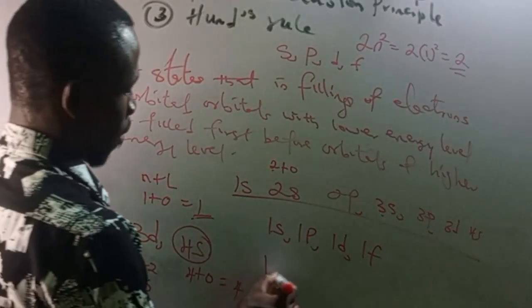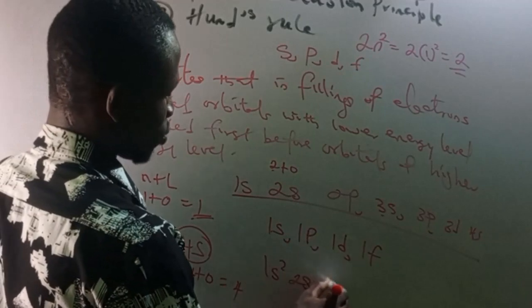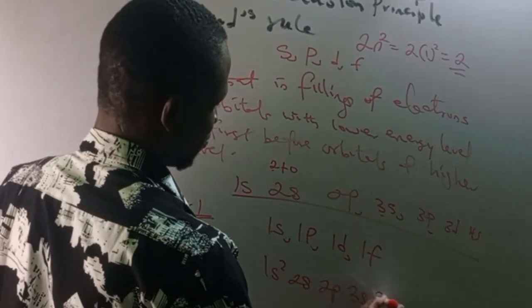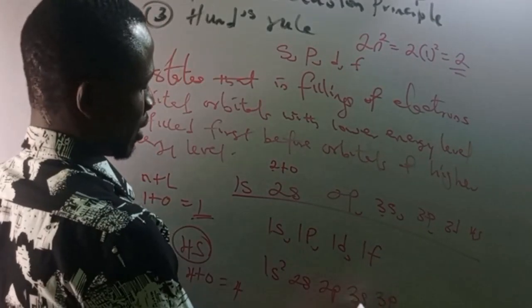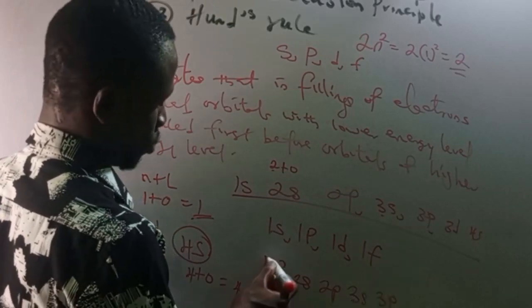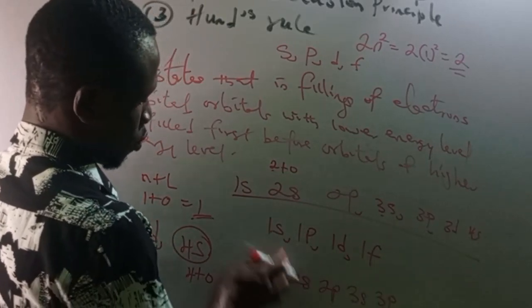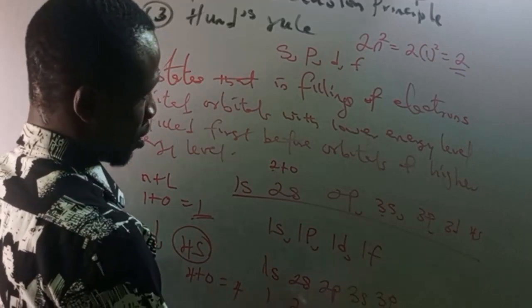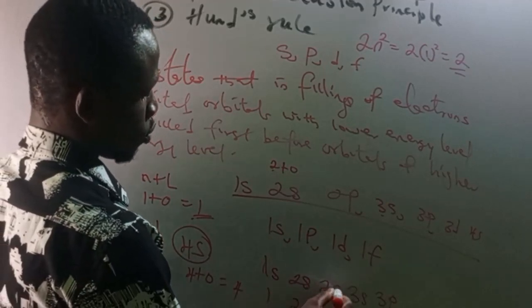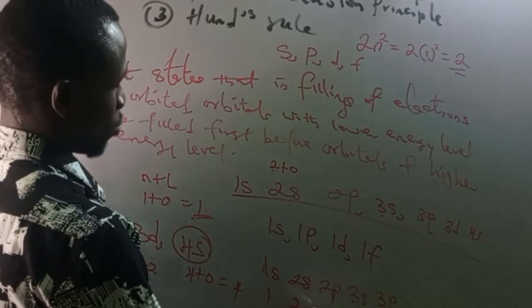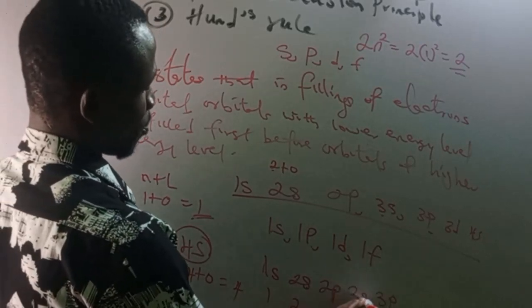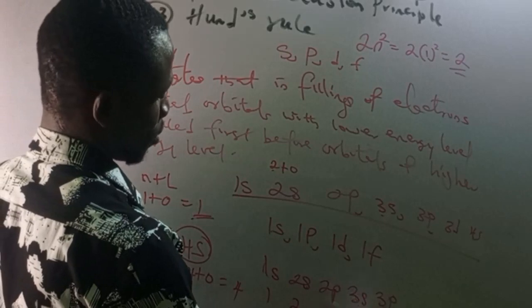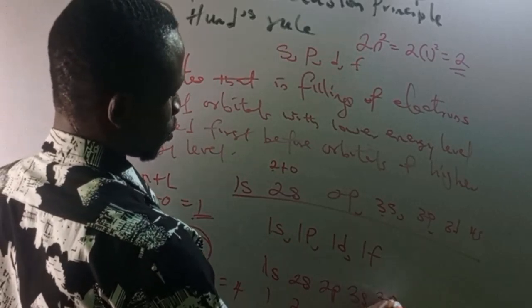That's why when I have 1s, 2s, 2p, 3s, 3p, 3p has lower energy level than 3d. Look at the values here. Here is 1s. 1s is 1. 2s is 2 plus 0, which is 2. That is the value of the n plus l values. Here is 2 plus p. p is what? p is 1. 2 plus 1 is 3. Here 3 plus s, s is 0, is 3. Here 3 plus p is what?